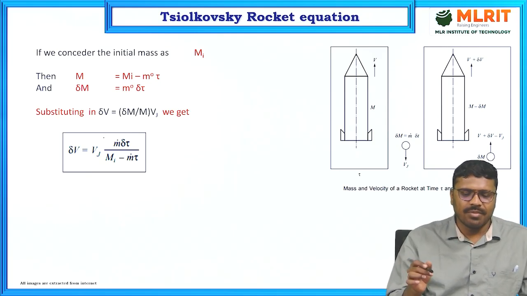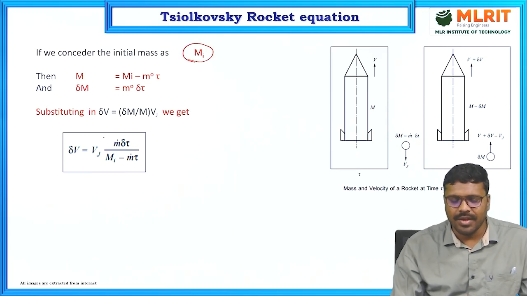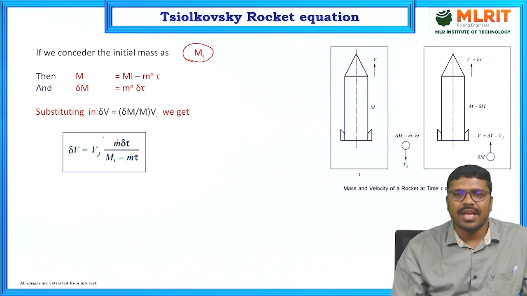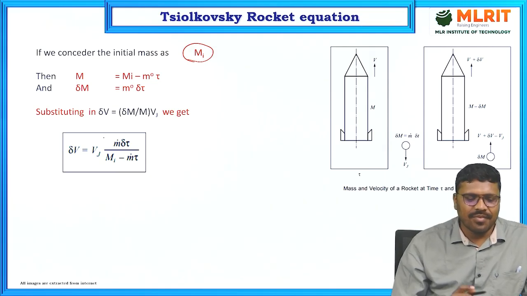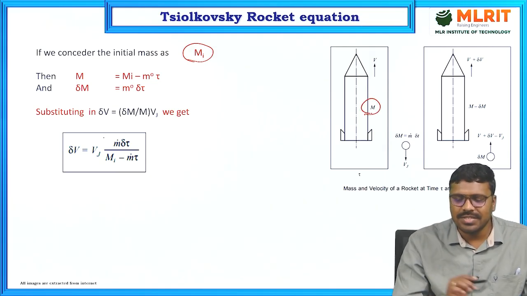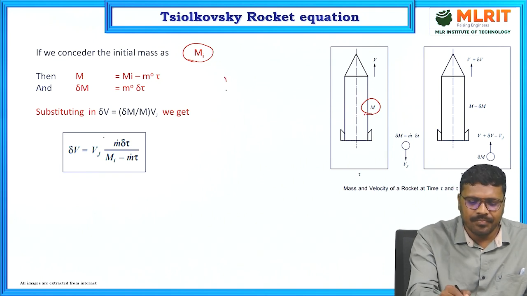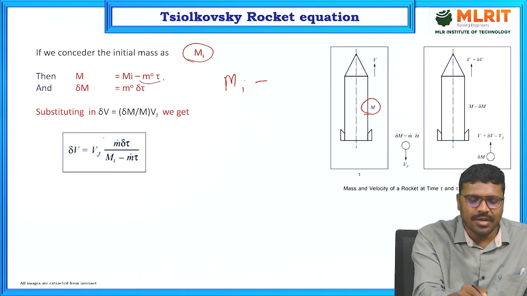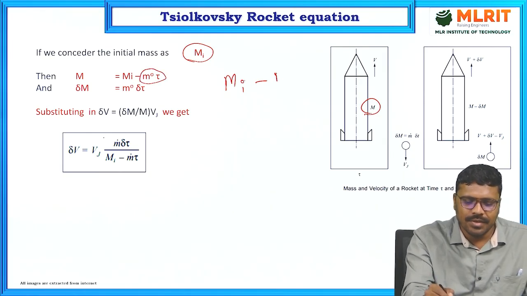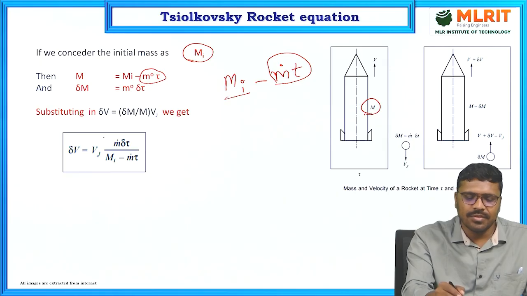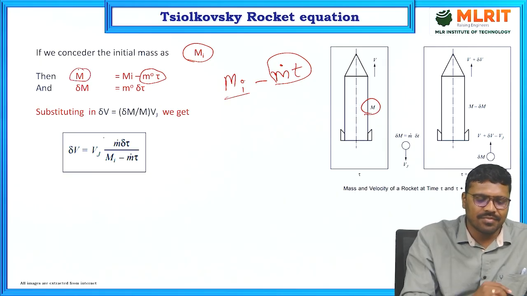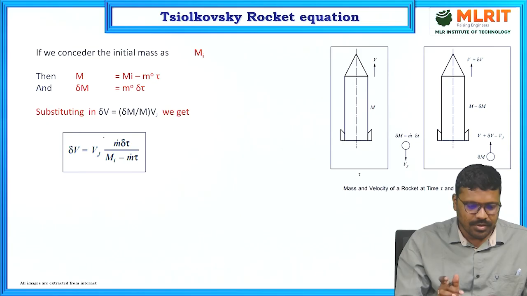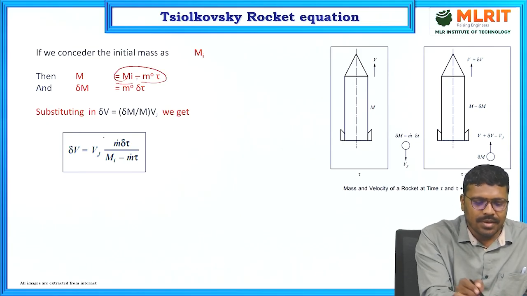Consider the initial mass of the rocket is Mi. If I want to calculate the mass at a particular time, it is the initial mass minus the mass of the propellant consumed. The mass of the propellant consumed is m dot into t. So Mi minus m dot into t is the initial mass minus the mass of the propellant ejected out. If I do this, I get the mass of the rocket at a particular time t. So M is equal to Mi minus m dot into t.